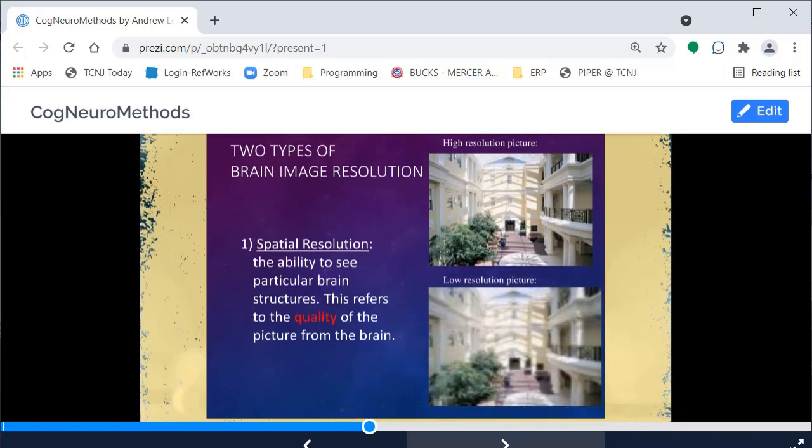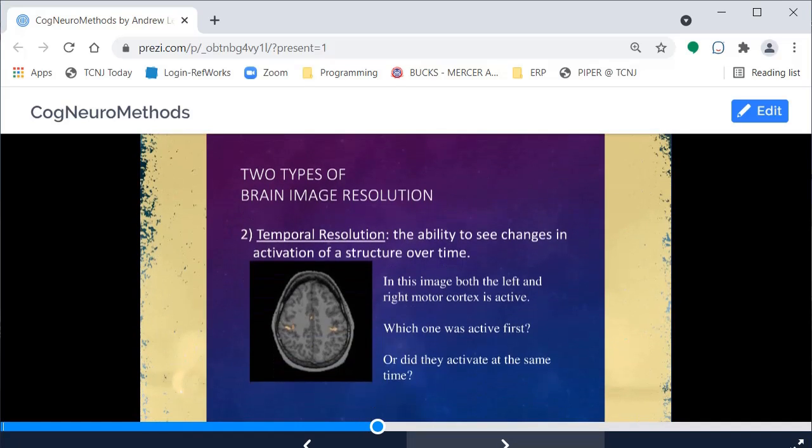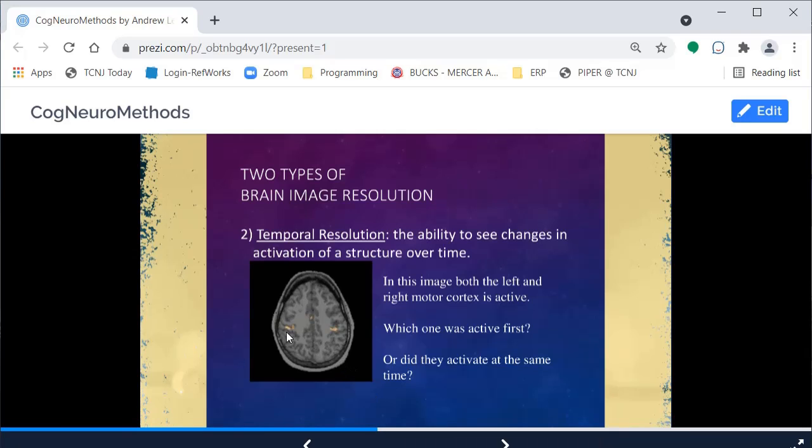So that's spatial resolution. Now, temporal resolution: of course, our structures can be differentially active. They can be active at different points in time. So temporal resolution refers to how activity changes over time. Here's a good example of an fMRI, and you can see that both the left and the right motor cortex are active, but the question is, which one was active first? Was the left active before the right? Was the right active before the left? Or were they active simultaneously? We need some additional information to come to that conclusion.